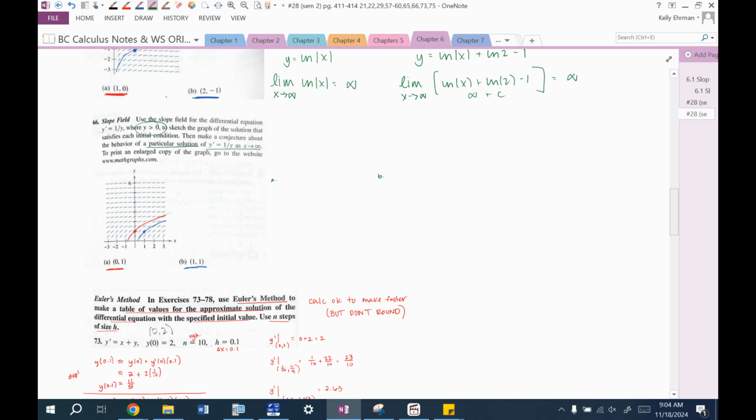Same idea for number 66. So now the differential equation is 1 over y. I plotted the point 0, 1 and just kind of sketched in where I thought this could fit. And I plotted the point 1, 1 and did the same thing. Remember not to put arrows and not to go past the slope field. We don't know what happens outside of this little square.